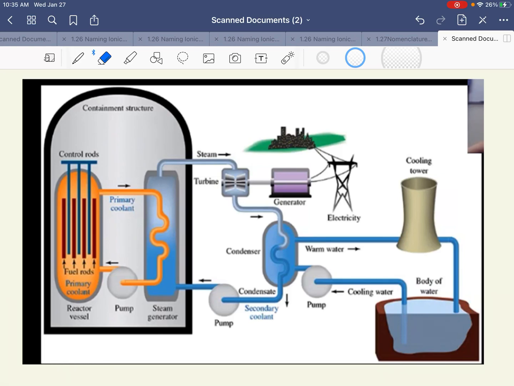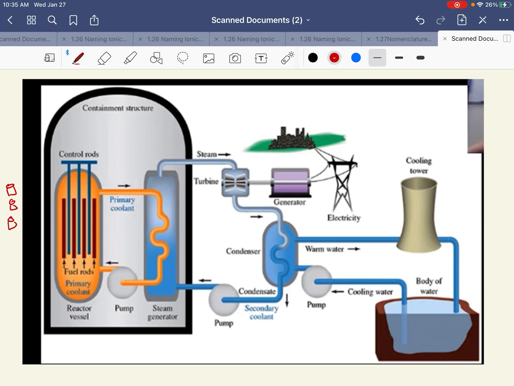Hello, asynchronous learners. So this video goes over the nuclear power plant and how it's able to produce energy. So if you remember, we have fuel rods, and your fuel rods, I'll draw it here on the side, have little pellets. These little pellets have enriched uranium.